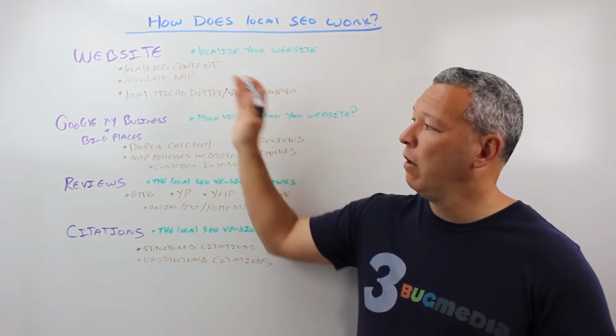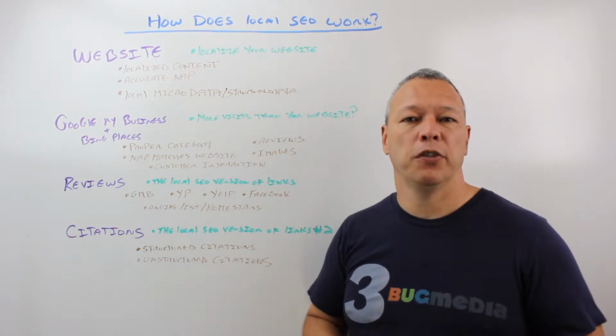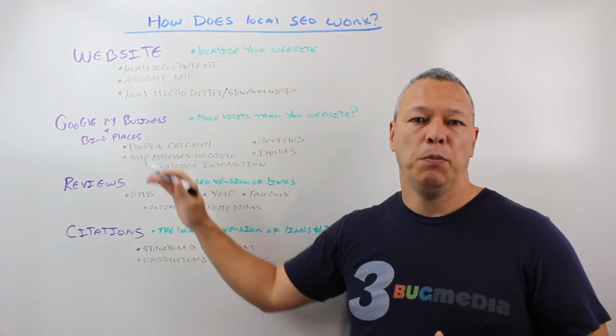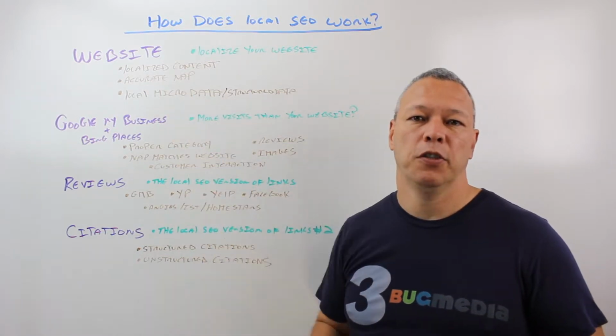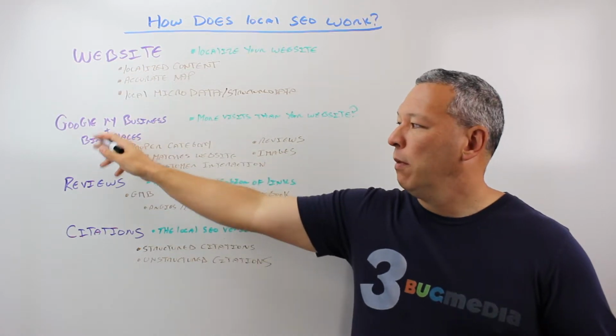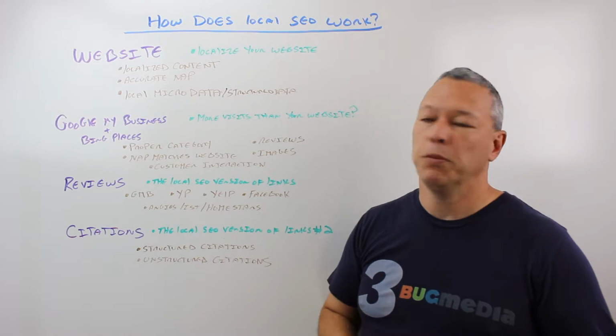But today we're going to talk about 4 different sections of local SEO that you should be aware of, so you understand how local SEO works and the things that you need to do to push your business higher in the search engine rankings. We're going to talk about 4 things: website, Google My Business and Bing Places, reviews, and citations. We'll start with the website.